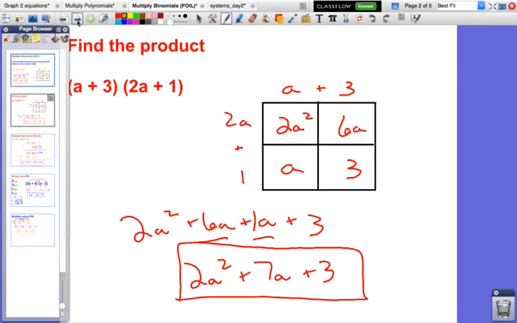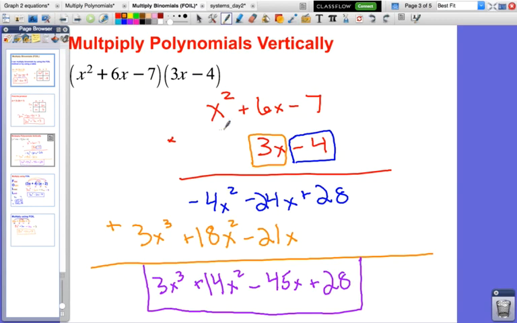What we could also do is multiply vertically, just like what we've always done in the past. And we'll have two different rows, we'll combine them, and that'll give us our answer. Okay, and we normally do this when we have more than just two pieces inside the parentheses, maybe 3 pieces. It does work for 2 pieces as well, for binomials.